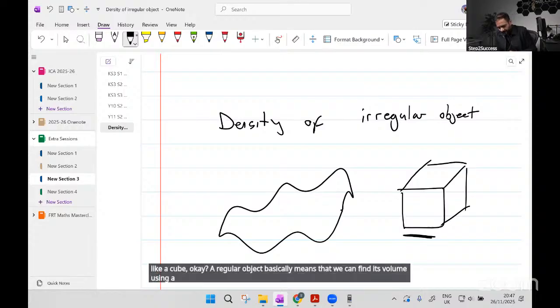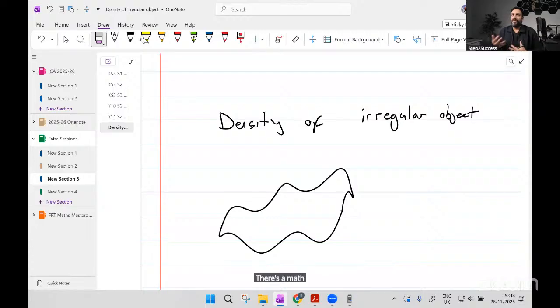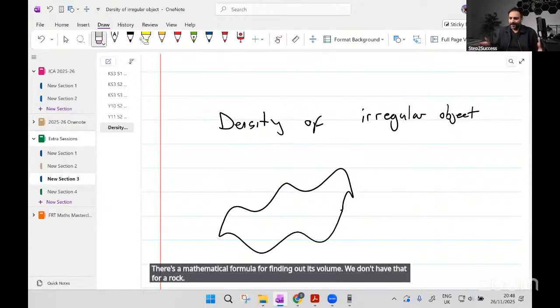I could measure this side, measure this side, measure this side, multiply them together and get its volume, right? Similarly, if I had a cylinder or something, there's a mathematical formula for finding out its volume. We don't have that for a rock, okay? Because it's an irregular object.